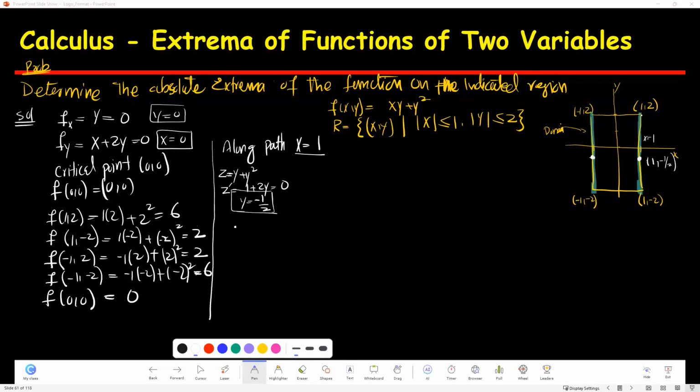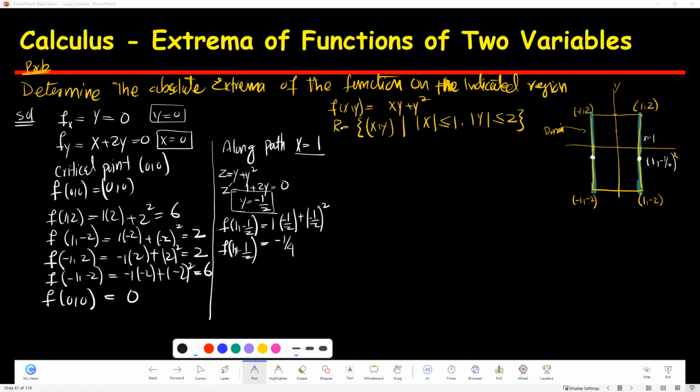And I'm going to be just checking the function at this point. So check the function at this point, 1 comma minus half. And the answer would be 1 plus minus half squared. And if you solve, the answer would be 1 over 4 with minus sign. And I check this point, which is 1 comma minus half.